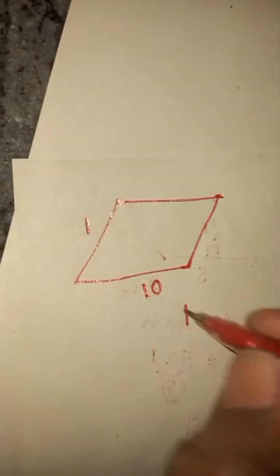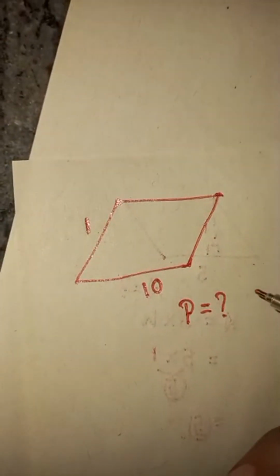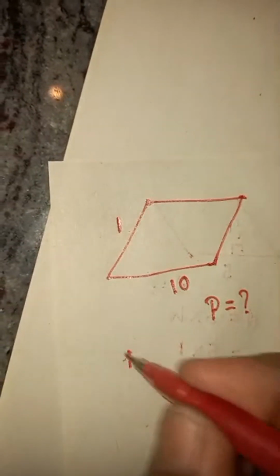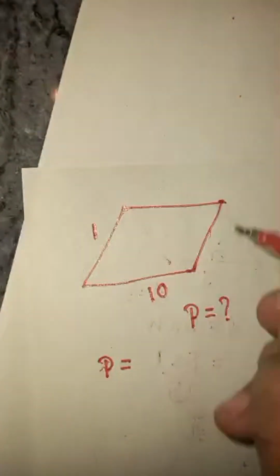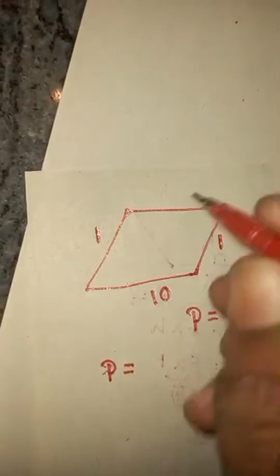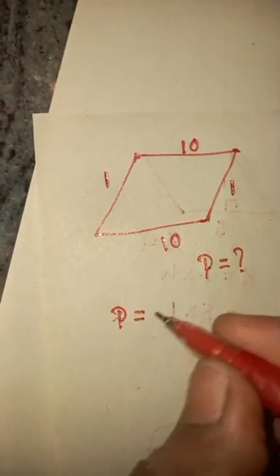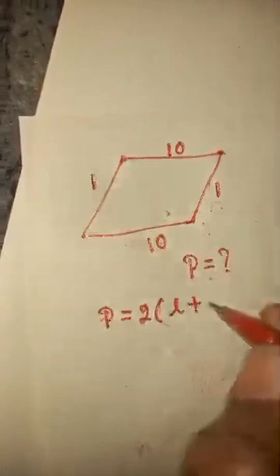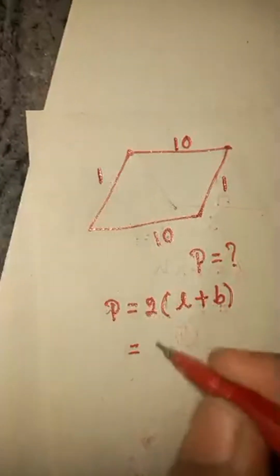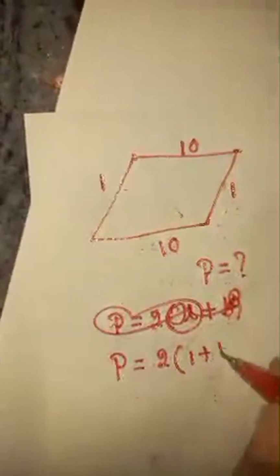Now you also need to find out the perimeter of the parallelogram. Opposite to this side is 1 unit, and opposite to this side is 10 units. The perimeter of a parallelogram is not length plus breadth; it is 2 times the sum of adjacent sides, that is 1 plus 10.